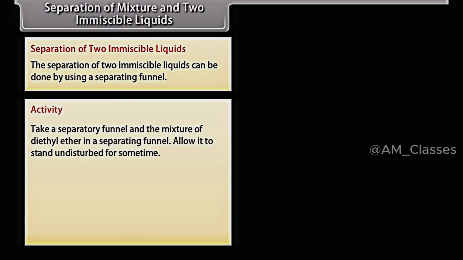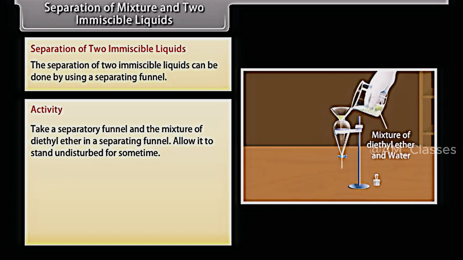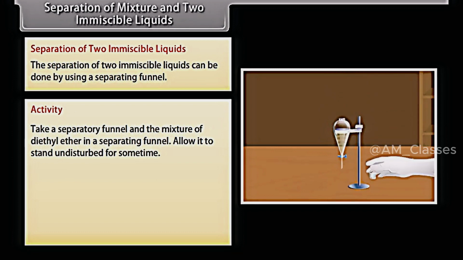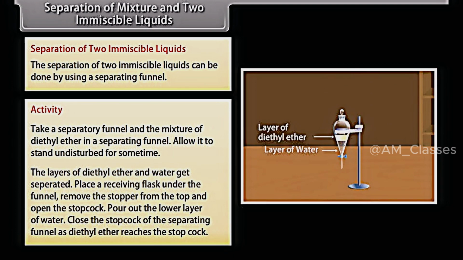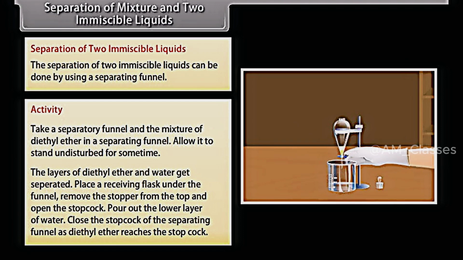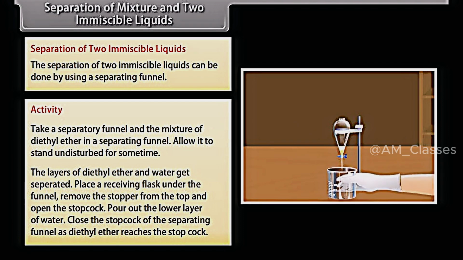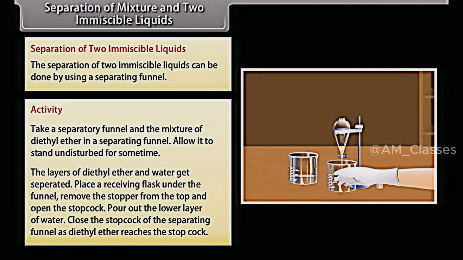Activity. Take a separatory funnel and the mixture of diethyl ether and water in the separating funnel. Allow it to stand undisturbed for some time. The layers of diethyl ether and water get separated. Place a receiving flask under the funnel, remove the stopper from the top and open the stopcock. Pour out the lower layer of water, and close the stopcock of the separating funnel as diethyl ether reaches the stopcock.